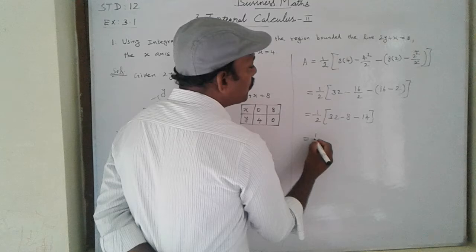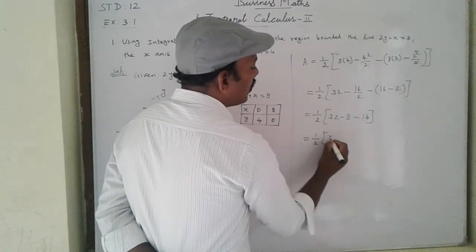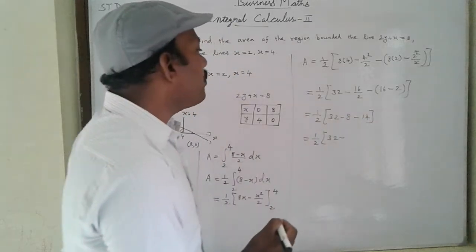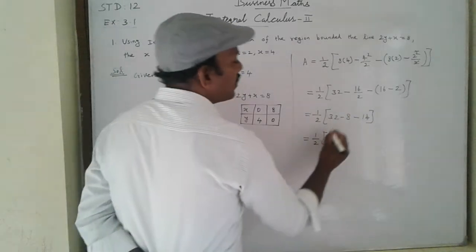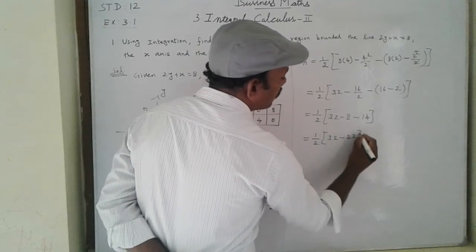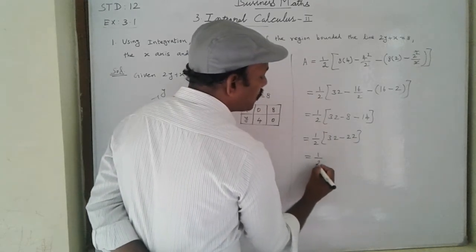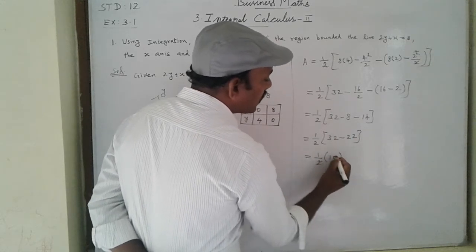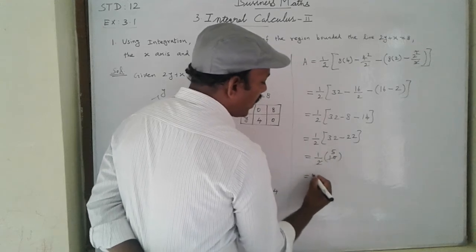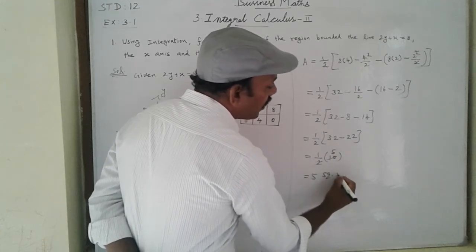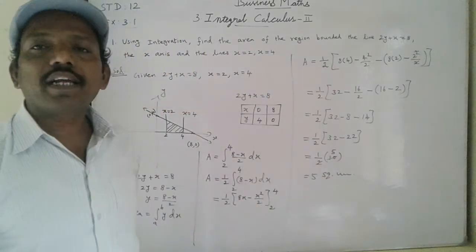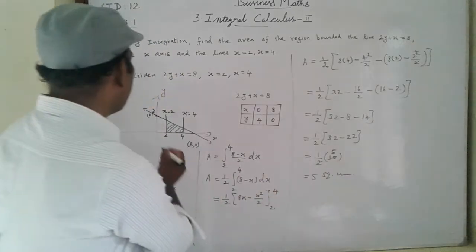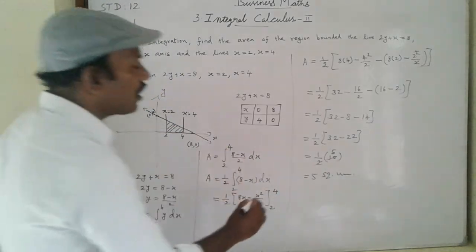Equal to 1 by 2 into 32 minus, negative values, so you should add 14 plus 8 is 22. Equal to 1 by 2 into 32 minus 22 is 10. So 2 and 10 cancel, 5 times 5. This is area, therefore square units. So area is, we should write square units. So area is 5 square units. That's all.